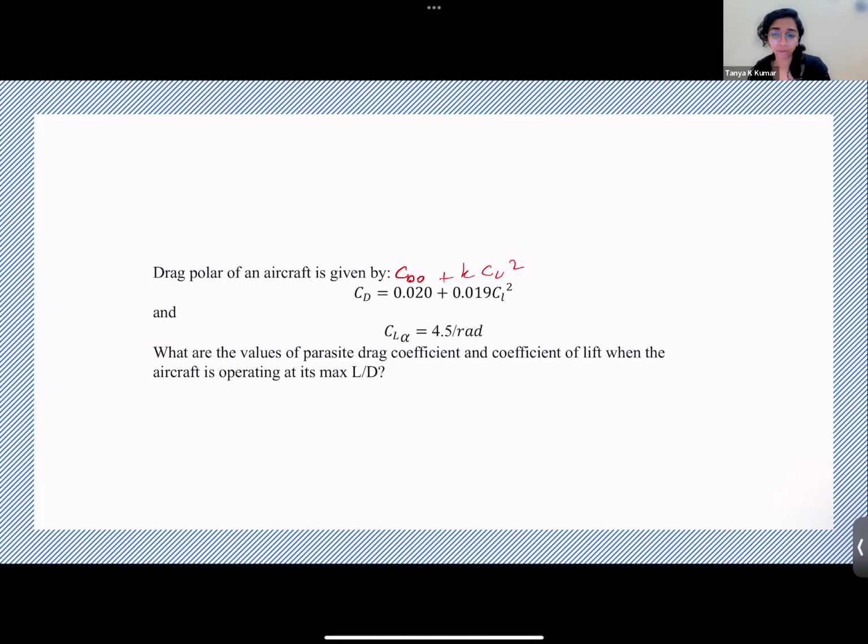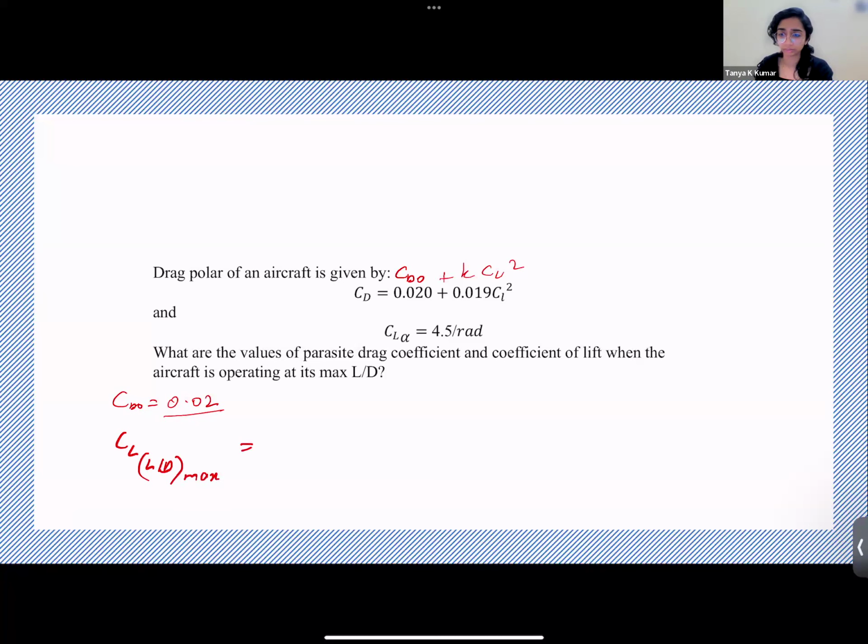What is parasitic drag coefficient? You should be able to just say it. CD naught, yes. So it's 0.02. So the first answer is 0.02. This is CD naught. Then lift when the aircraft is operating at max L by D. Coefficient of lift, CL at L by D max.